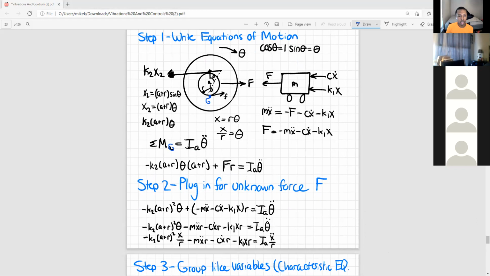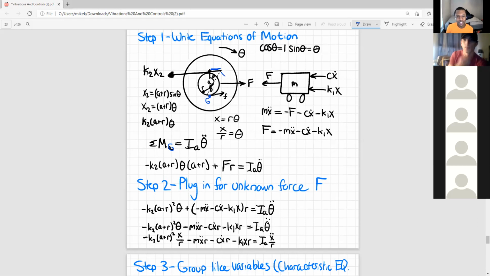K2 X2. Well, what is X2? When we look, X2 would be this distance right here, right? So we can solve for X2 being... did I do that right? I think I did that right. Yeah. So this length is A. It's just weird because your K2 X2 force is drawn really close, but A is longer than that smaller radius.